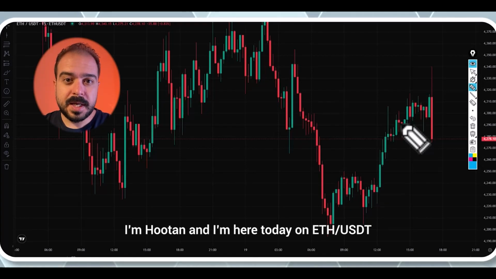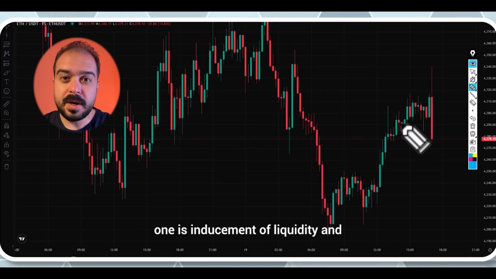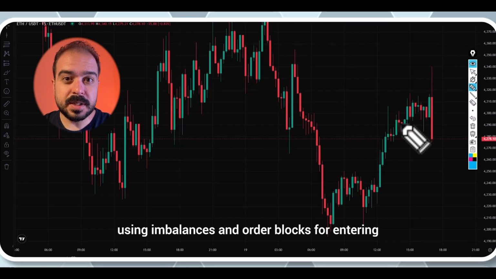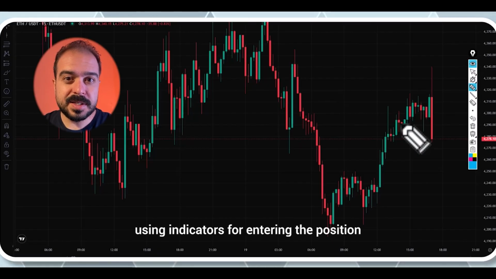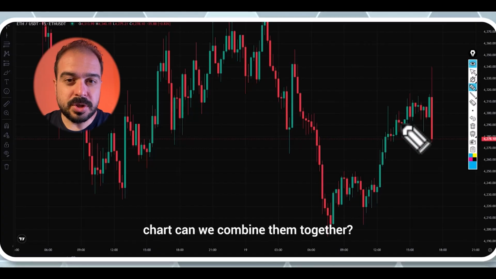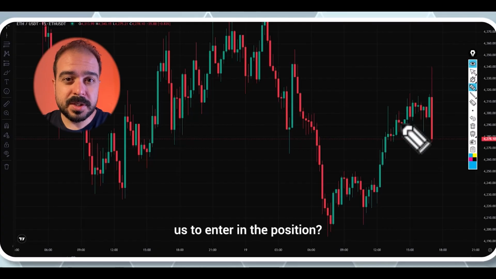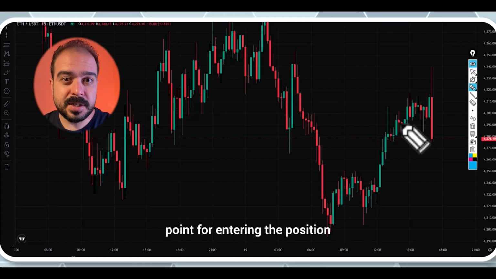Hello everybody, I'm Hutan and I'm here today on Ethereum USDT and cryptocurrencies and want to check two strategies together. One is inducement of liquidity and using imbalances and order blocks for entering the position, and the other one is using indicators for entering the position at the same place on the chart. Can we combine them together? Can they help each other for entering the position? Or do they show us the exact point for entering the position?